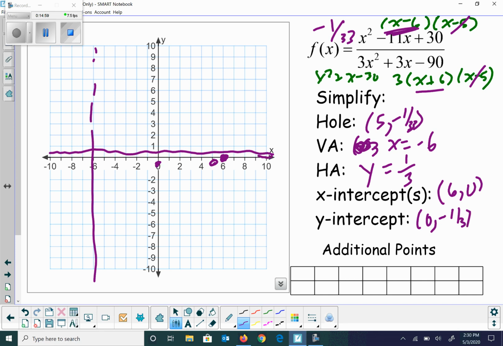So my graph is going to come along here, jump over my hole, swing on down, and then it's going to also exist over here where I had a hole right there. Okay, I think we did this right now. Yay.